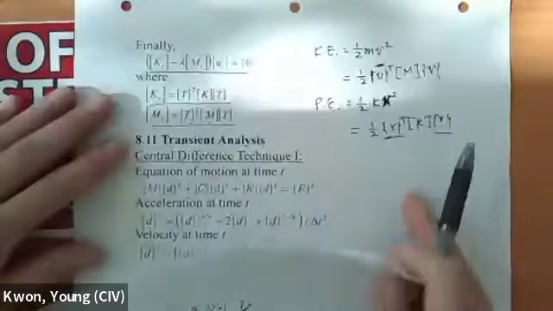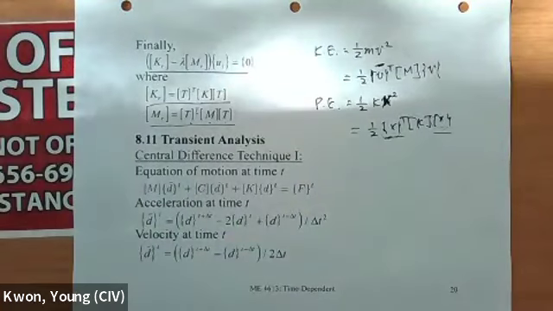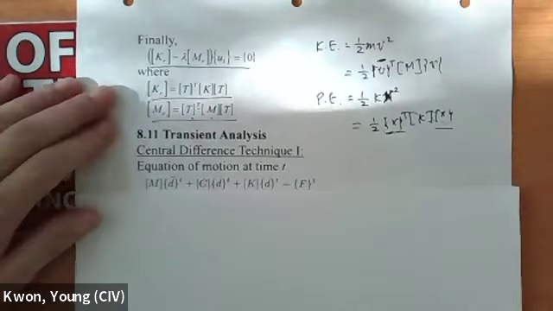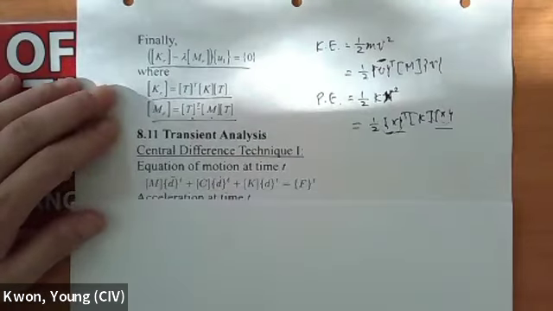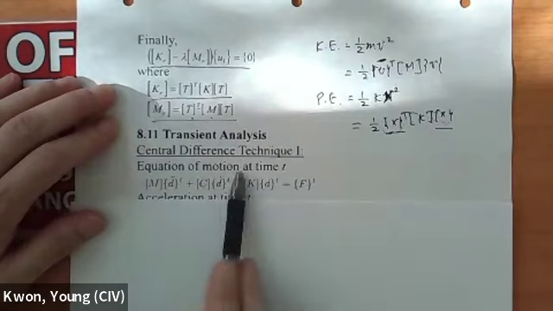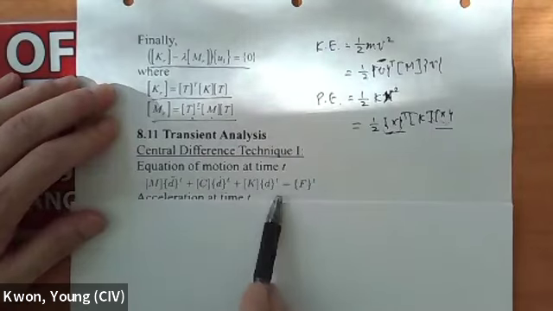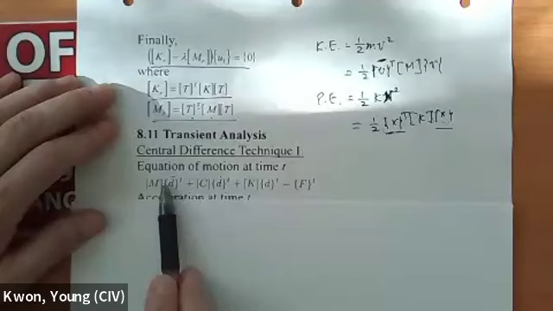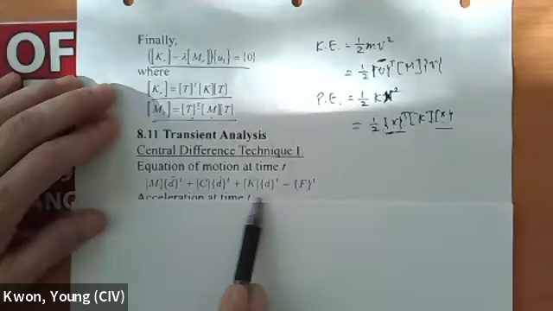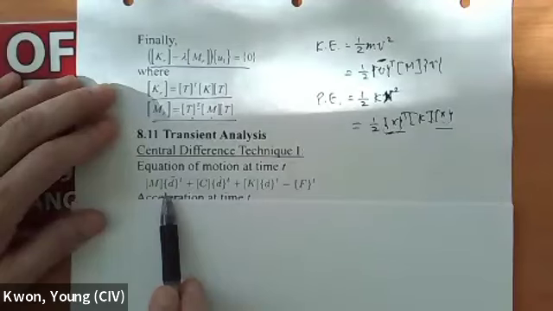Okay, then we talk about eigenvalue problem. Then we are going to talk about now the transient problem. In other words, we are going to find the transient motion of the beam or structure. So equation of motion is given in general manner, M d double dot plus C d dot plus K d equals F. d could be u in notation, but here we use d.